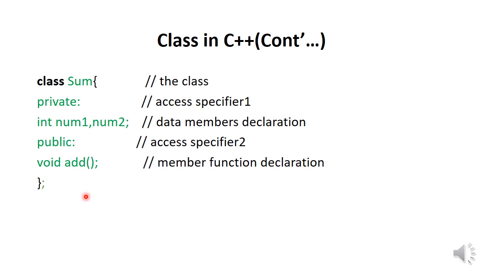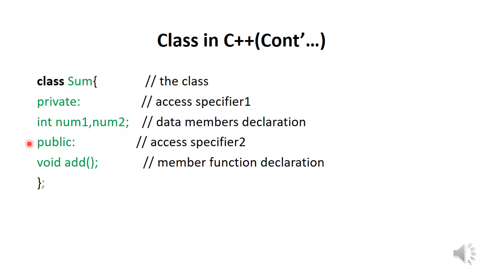So this is an example of a class, and you see that we have used the keyword class, because each time we declare a class, we use the keyword class, and the name after the keyword class is the class name. This means that my class is called sum. And here we have the private access specifier. Private access specifier means that the variables declared after this access specifier will be accessed only inside this class, not outside of this class.